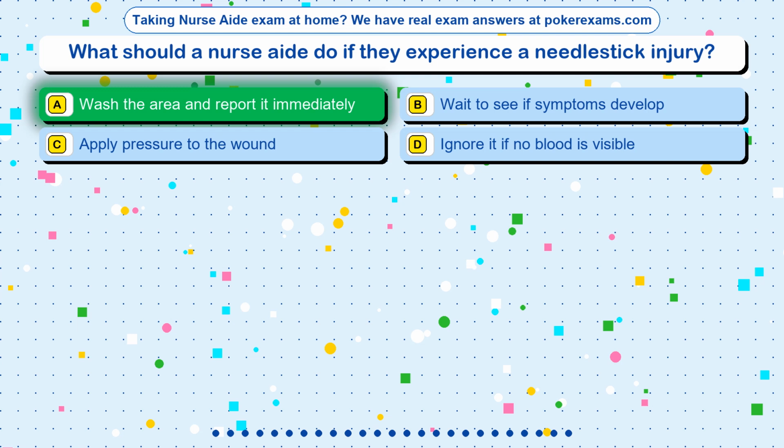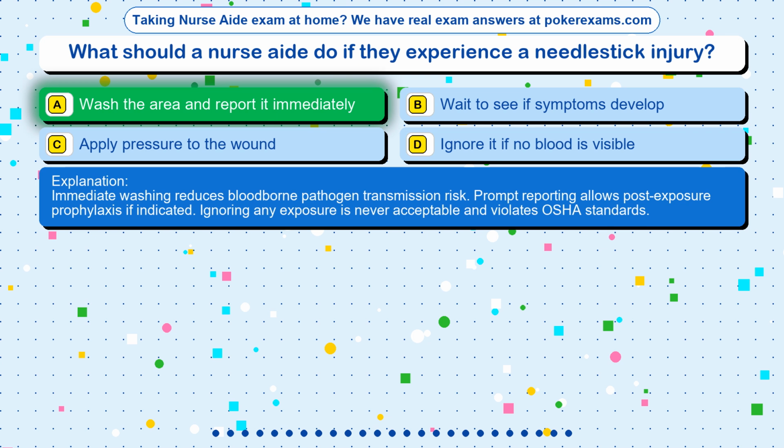The correct answer is option A, wash the area and report it immediately. Immediate washing reduces bloodborne pathogen transmission risk. Prompt reporting allows post-exposure prophylaxis if indicated. Ignoring any exposure is never acceptable and violates OSHA standards.